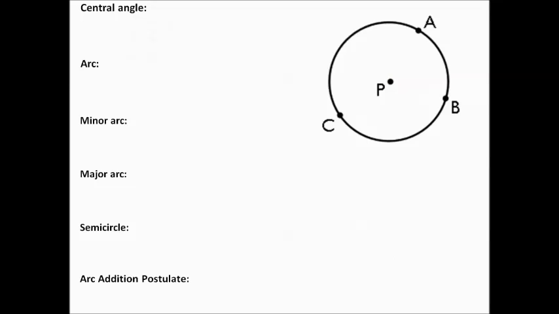Let's start by talking about what is a central angle. Well, that's obviously a kind of angle, but the vertex is what makes it a central angle. The vertex is the center of the circle. Central vertex is the center.